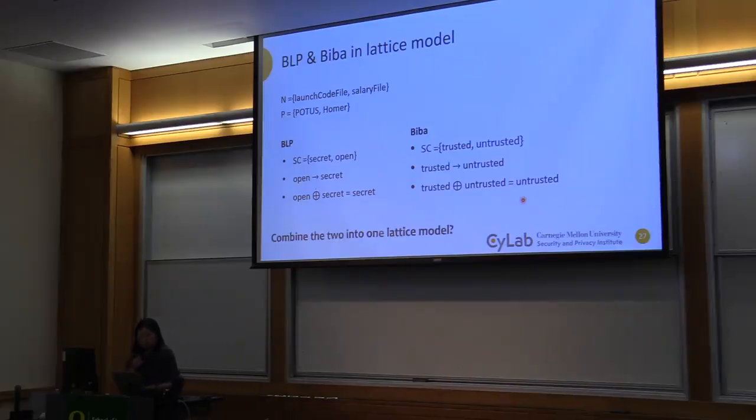All right, so how do I combine these two into a lattice model? Now, even given the example, I have both a secrecy angle and a target level. How do we go about this? What would be the instantiation of me doing BIBA plus BLP?